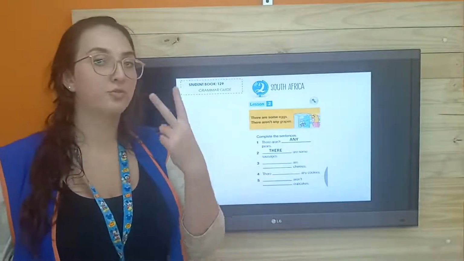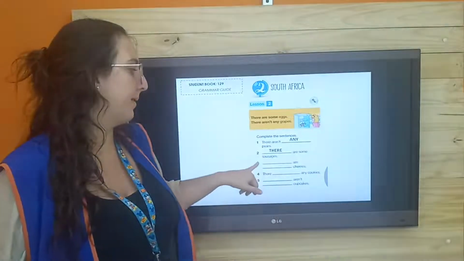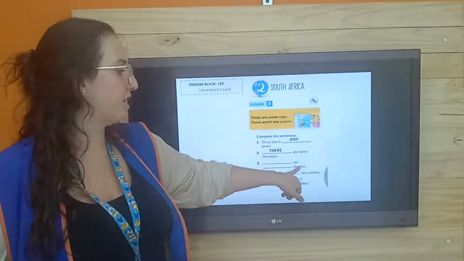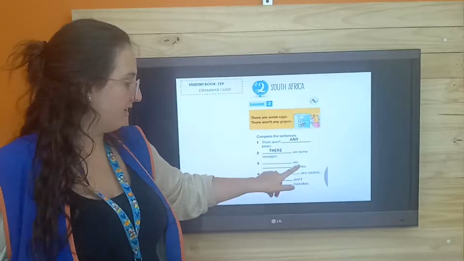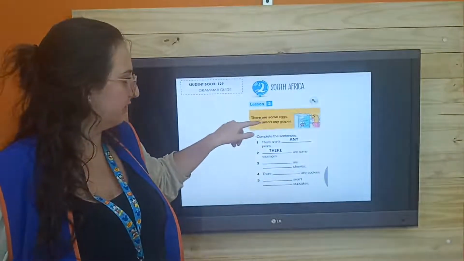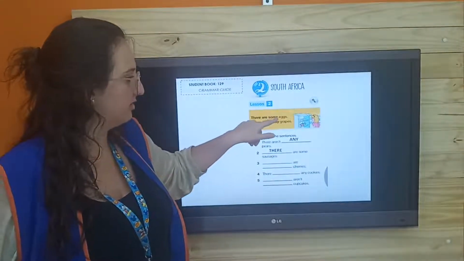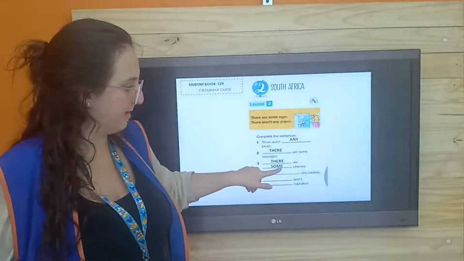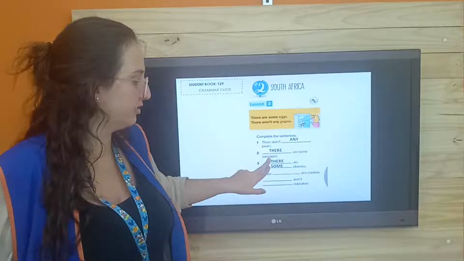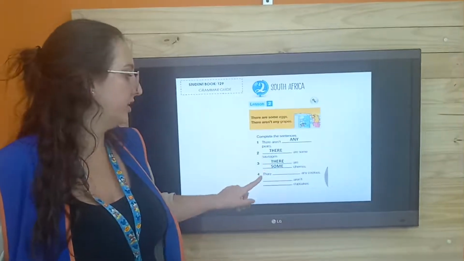Sentence number 3, we have to find 2 words that are missing. Blah blah blah are blah blah blah cherries. Okay, we have one tip here. Uma dica. Are. So this sentence is, there are some cherries. Okay, those are the 2 words that you have to find.